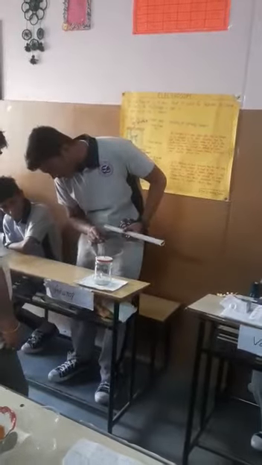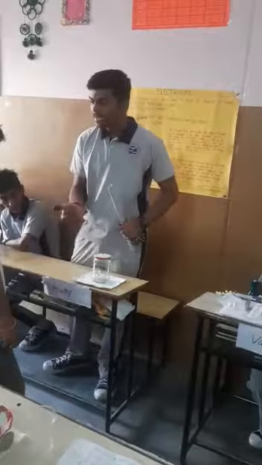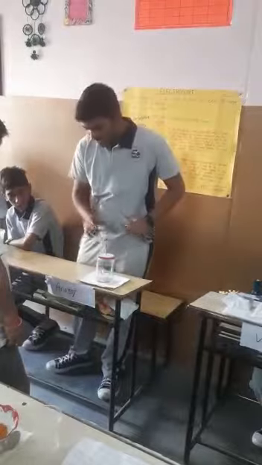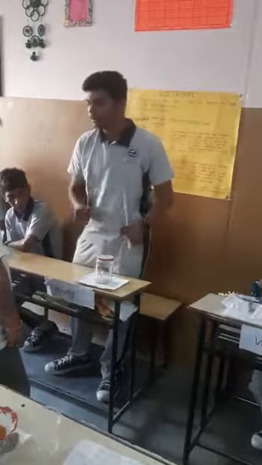When we touch it again, the divergence will decrease because my hand has a different charge compared to the electroscope. Now it is negatively charged, but when I touch it, my hand contains different charges, so the divergence decreases.